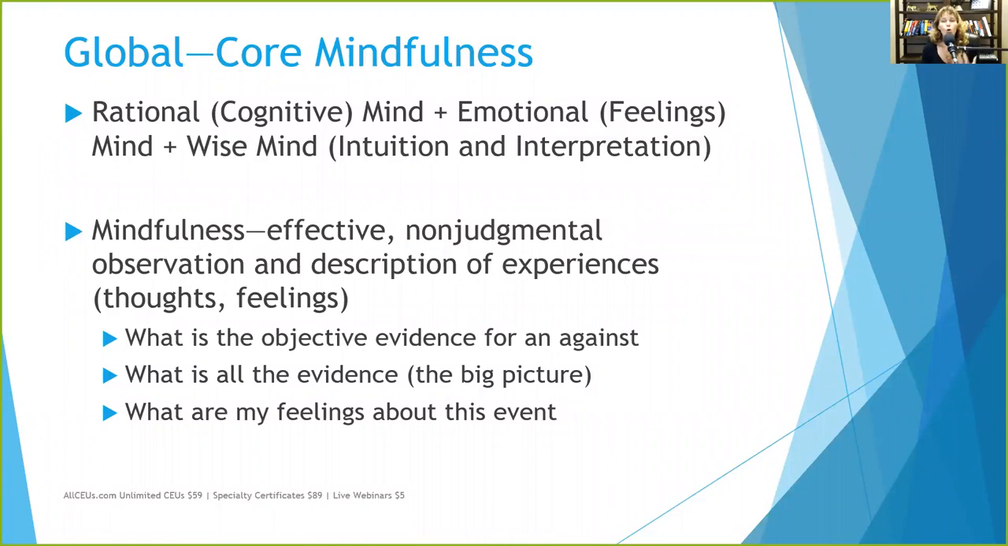So the first step is core mindfulness. Until they figure out what's going on, they can't fix it. So we want to help them integrate their rational mind, their cognitive, this is what happened, factual mind, with their emotional mind, this is what it felt like, into the wise mind. So you can take the facts, you can take your feelings, and you can say, with what I know and what I felt, what would be the best interpretation of this, or the correct, for me, interpretation of this event at this point in time, and what can I do about it?